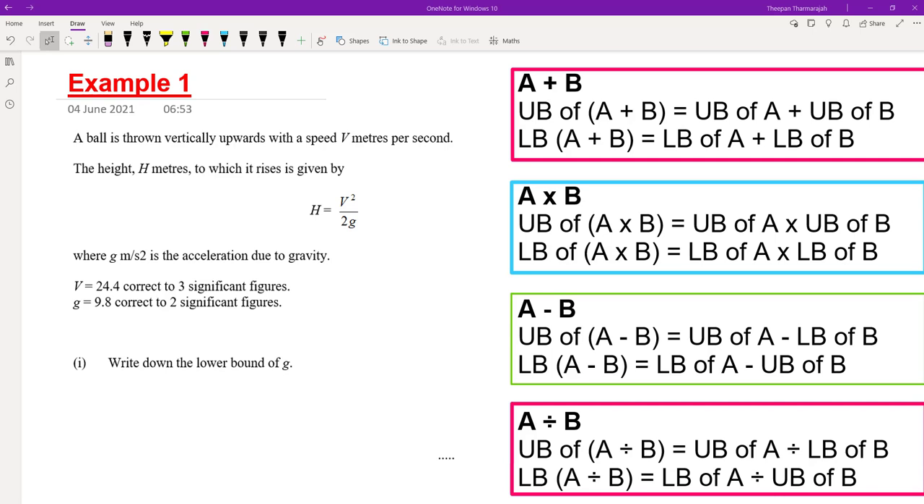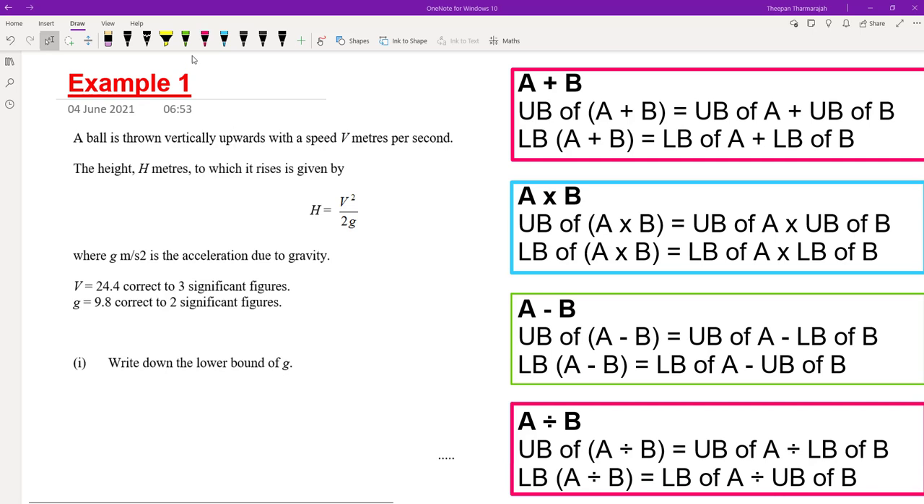Okay, welcome back. So this question says a ball is thrown vertically upwards with a speed of v meters per second. The height h meters, which it rises to, is given by the following equation: h equals v squared over 2g, where g is the acceleration due to gravity. Now these values have been rounded to 24.4 and 9.8.